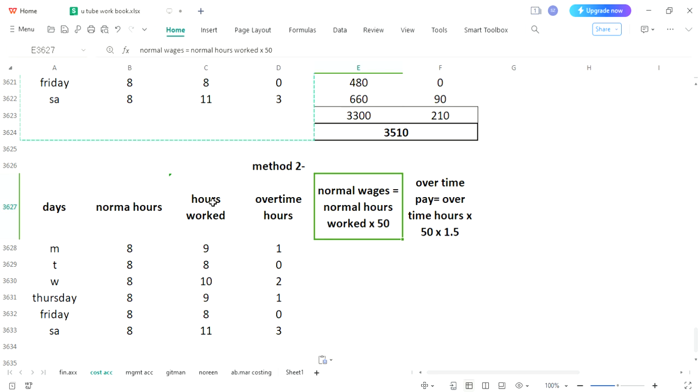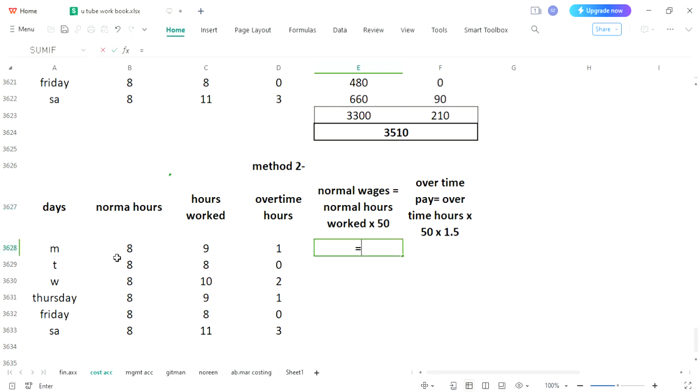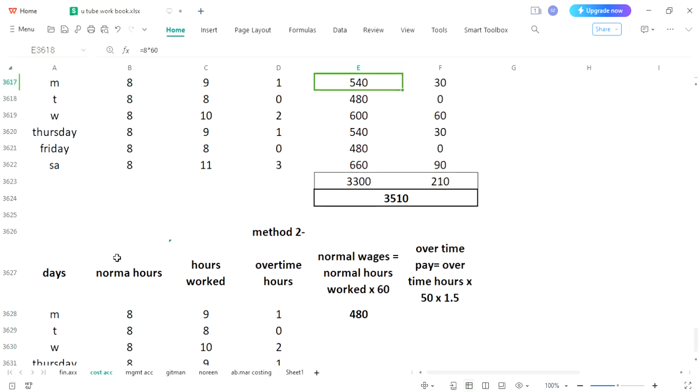Instead of using hours worked, what we will use are normal hours, where overtime is not included. Kindly keep it in mind, overtime payment is not included. So what we will do, 8 hours your working hours multiplied by 60, which is your per hour rate 60.